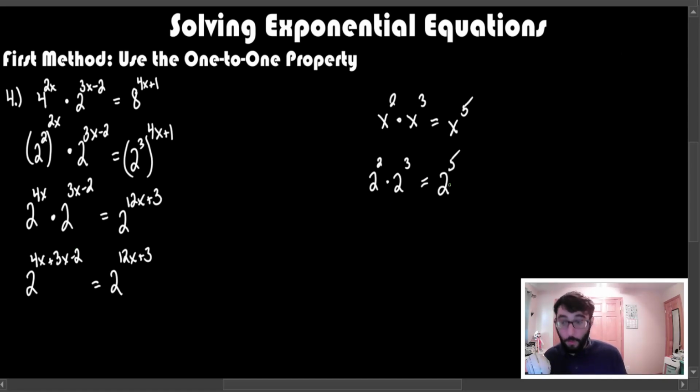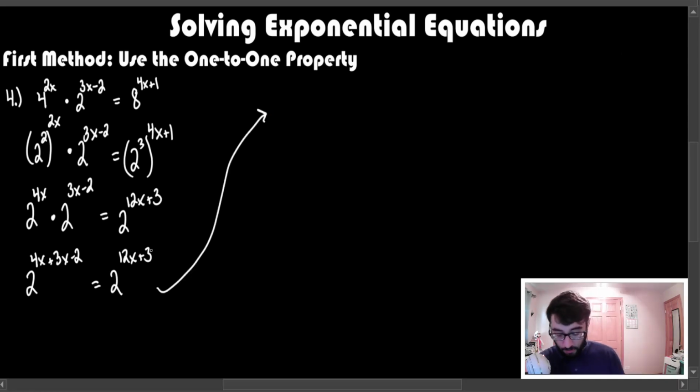Let me go ahead and erase this real quick so I have a little bit more room to work with. All right, and now I can use the one-to-one property because I have a single exponential expression with a base of 2 on the left. I have a single exponential expression, words are hard, right, on the right with a base of 2. So now I can set the exponents equal to one another. So I can do 4x plus 3x minus 2 is equal to 12x plus 3. And once again, now we're just dealing with Algebra 1. This is so basic. Now we just got to go ahead and solve for x.